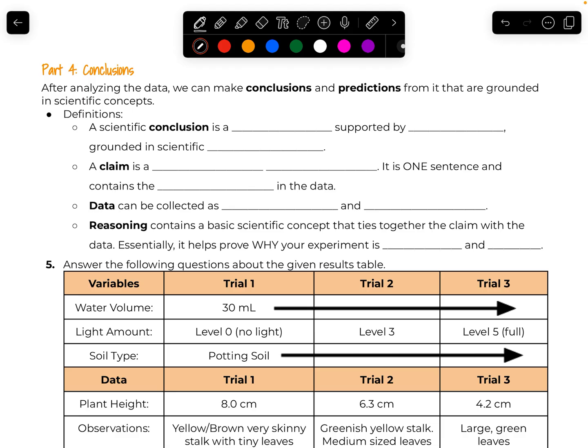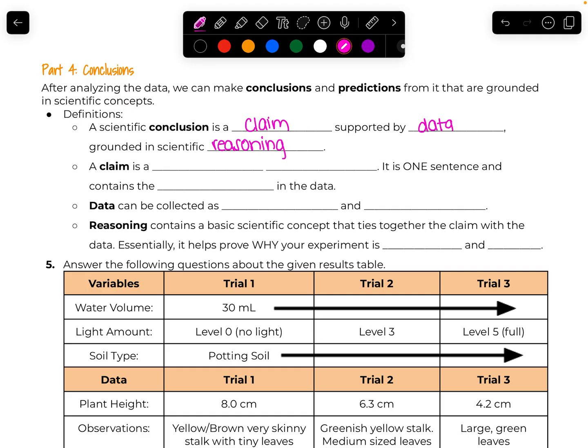Conclusions must be grounded in your scientific reasoning. There is some general science practice that either we've been learning about or maybe you know from the past, like we did with the magnets. That's really going to tell you why your data is relevant, why it is valid, and how it connects to what we've been learning. So here's your basic definition. A scientific conclusion is a claim supported by data, grounded in scientific reasoning.